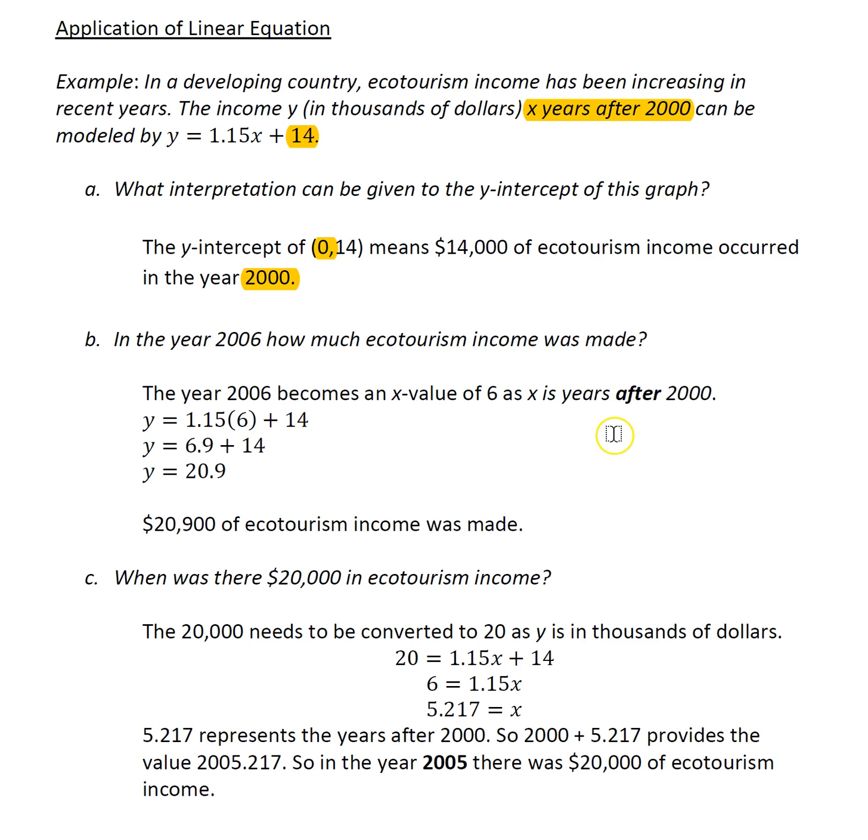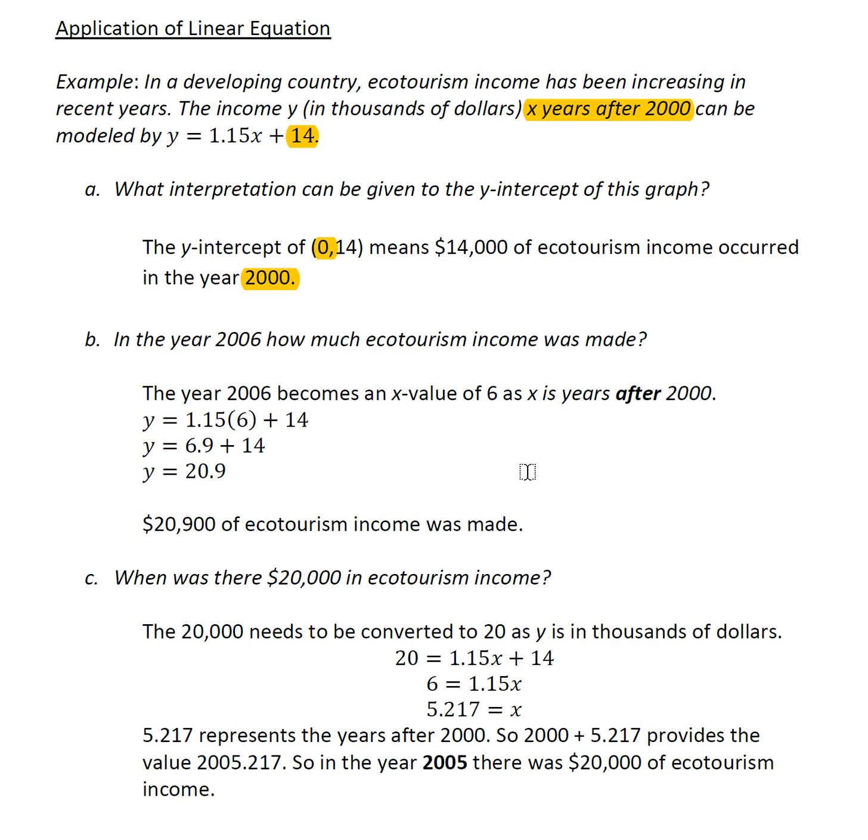Okay, now we take that x value of 6 and we substitute it into our equation because we're trying to solve for how much ecotourism income there was, and y is how much ecotourism there is, while x is the number of years. I substitute 6 in, I follow the order of operations, and I come up with the value of 20.9. Now I remember that the label for y was in thousands. So the answer is $20,900 of ecotourism income was made in the year 2006.